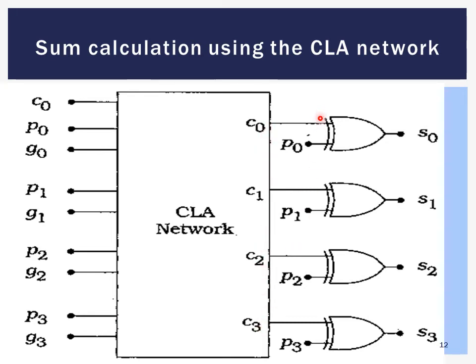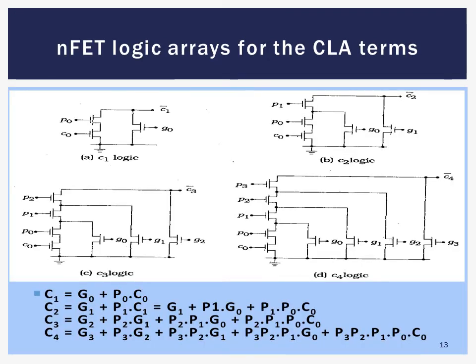But when you do the exclusive OR of C0 with P0, then you will be getting the sum 0. C1 and P1, then you will be getting the sum 1. C2 and P2, then you will be getting the sum 2, and so on for the sum 3. So that is how you will be getting the sum as well as the carry for the CLA adders.